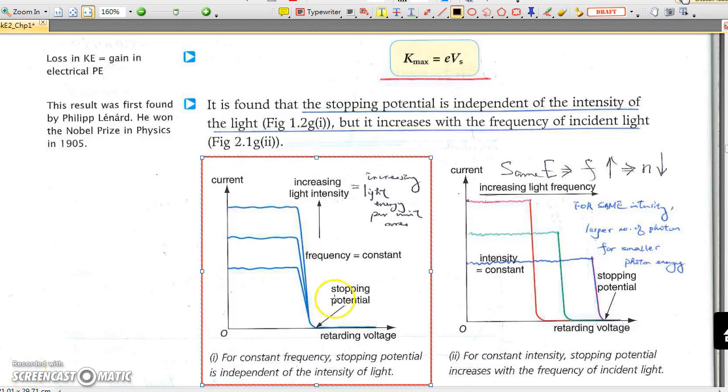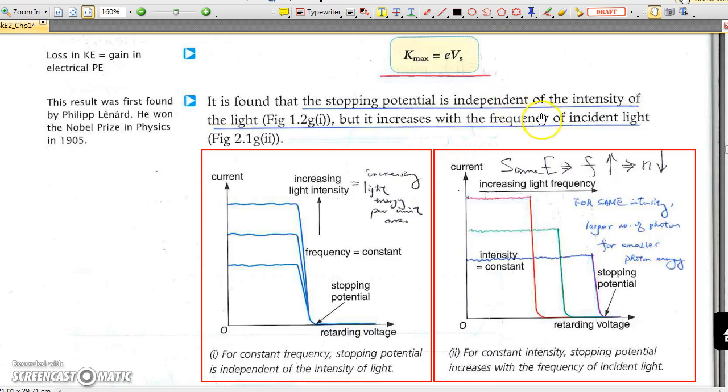And that explains the first diagram here, that the stopping potential never changes even if the light intensity is increasing. The light intensity increase only increases the number of photoelectrons produced, and so makes the current larger.